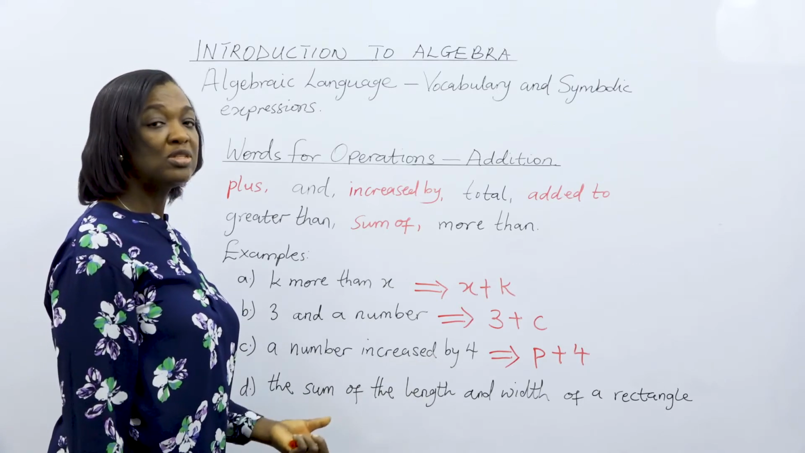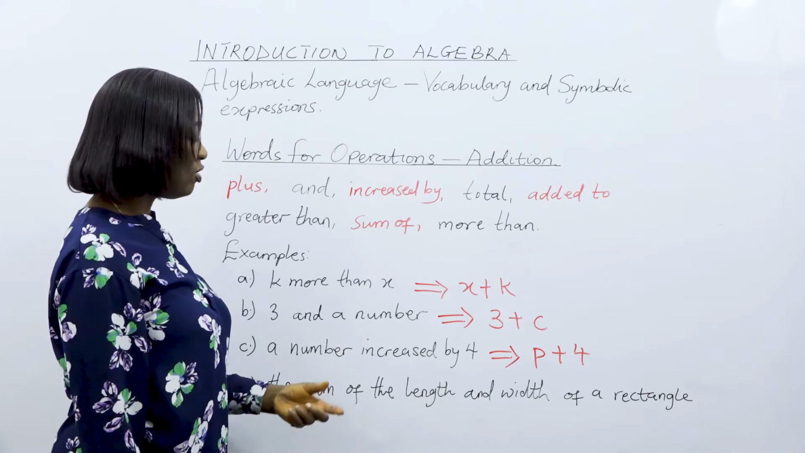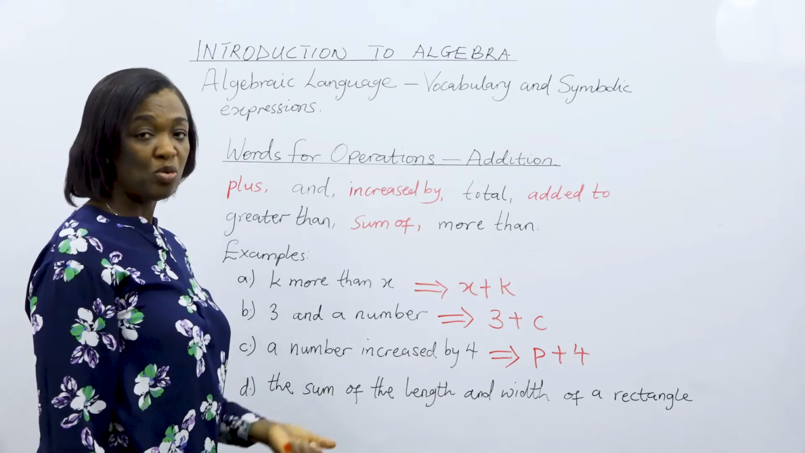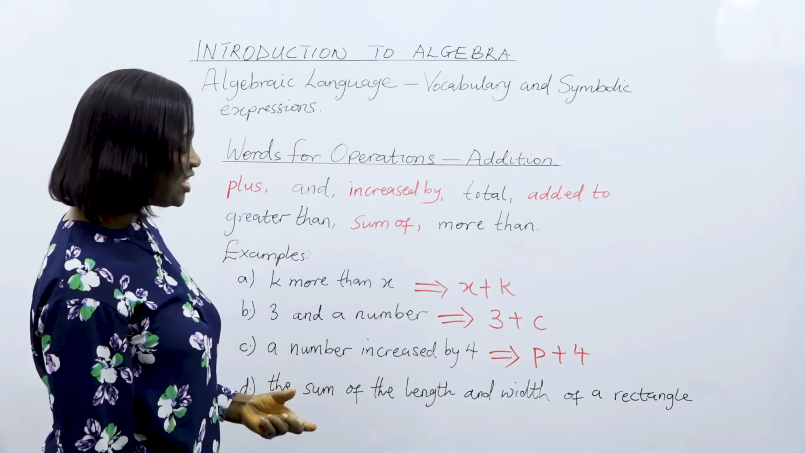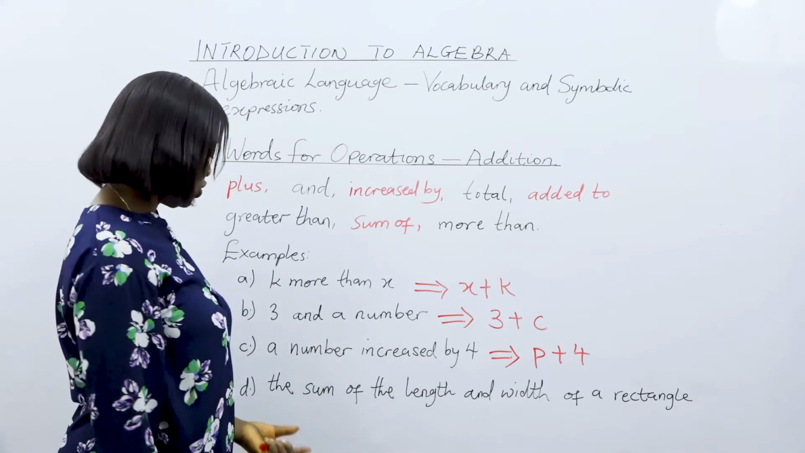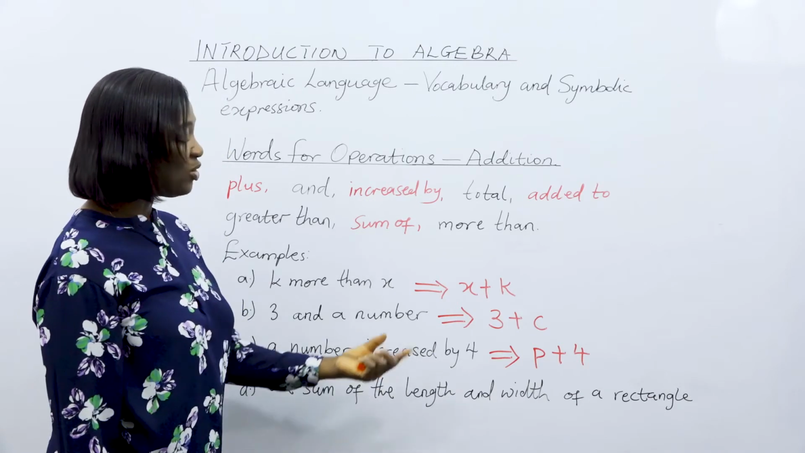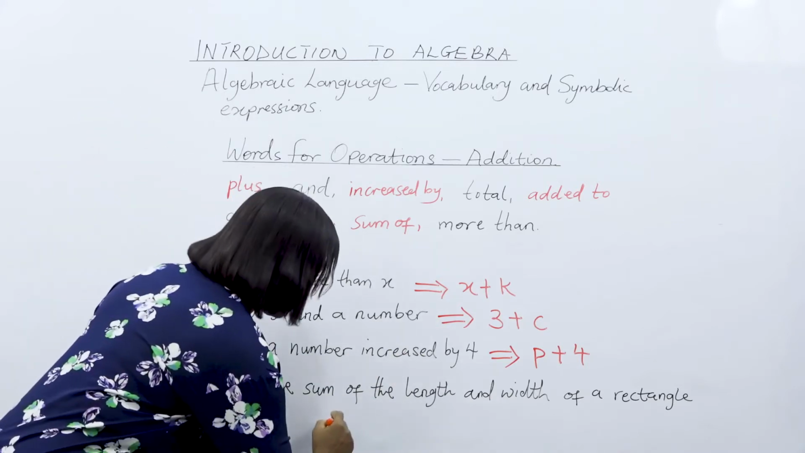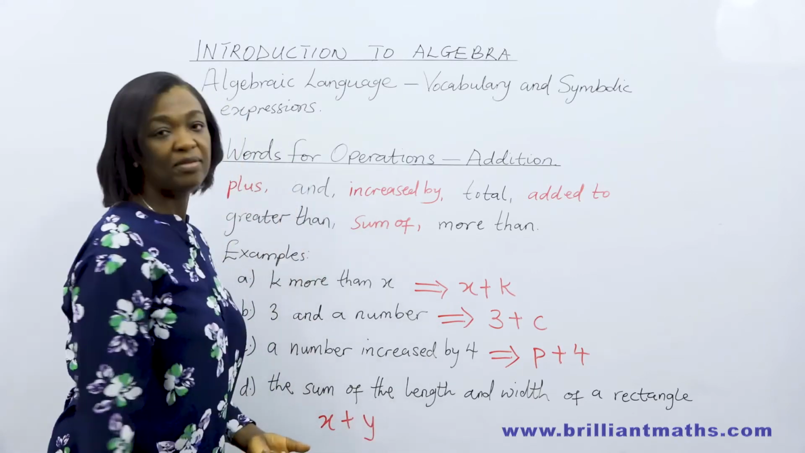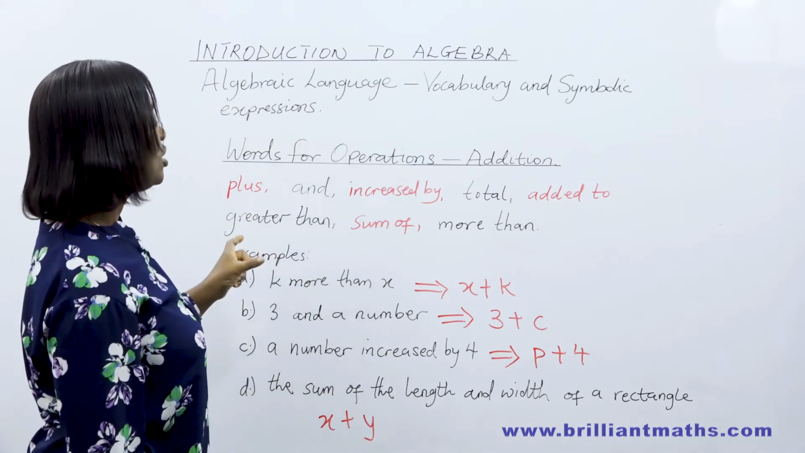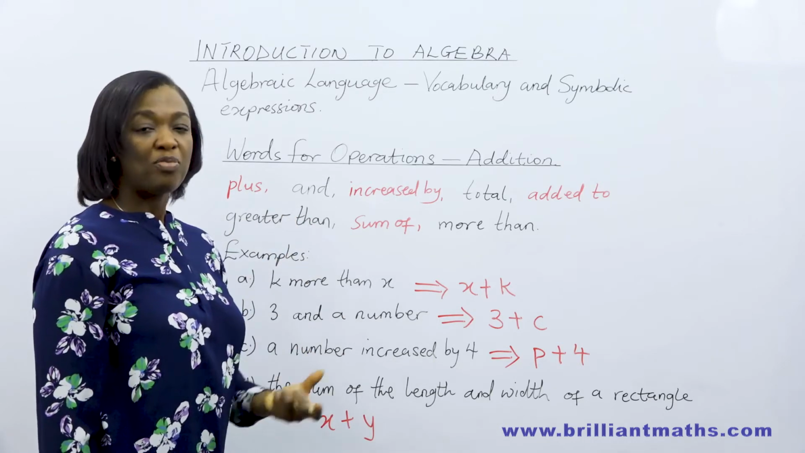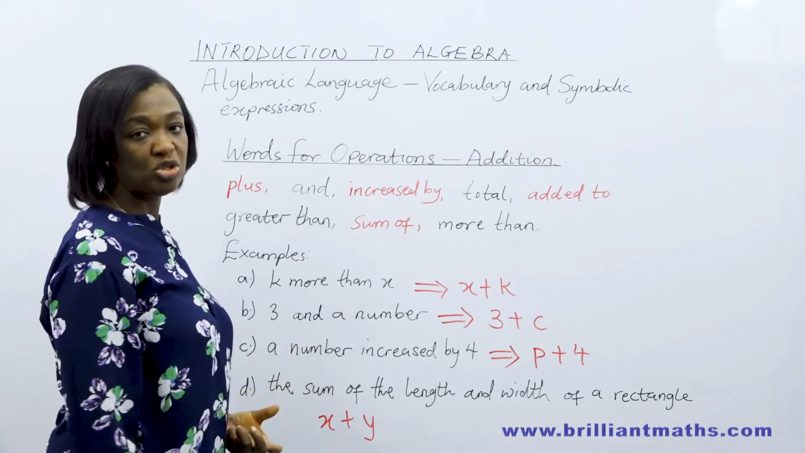So we need to choose alphabets or letters for the length and the width. We don't know what the length is, we don't know what the width is. So let the length of the rectangle be x and let the width be y. So the sum of the length and the width of the rectangle will be x plus y. So these are the words that would mean addition in a word problem involving algebra.